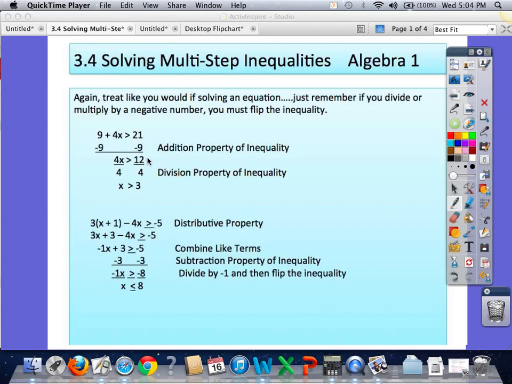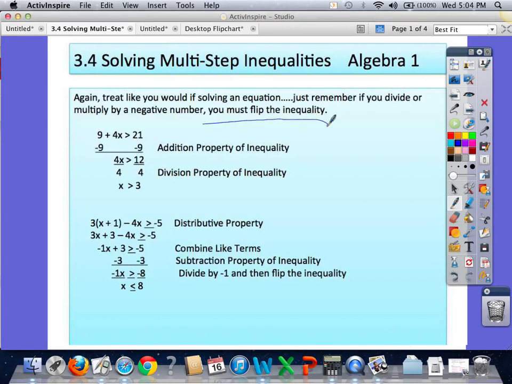Today we're going to be talking about solving multi-step inequality problems. That's going to be chapter 3, section 4. Again, you're going to treat these like you would if you were solving an equation. Just remember, if you divide or multiply by a negative number, you must flip the inequality.